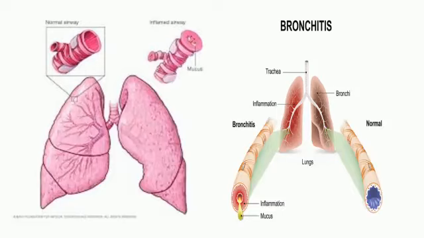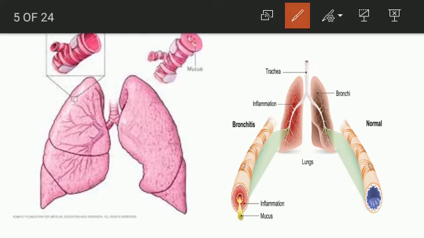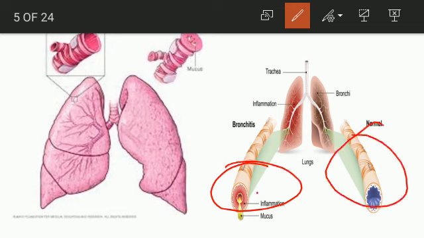But asthma and bronchitis are different. Asthma refers to recurrent bouts of wheezing. Wheezing is a whistling sound during breathing, and chest tightness due to airway narrowing, whereas bronchitis is inflammation only. You see here, this is a normal bronchi, and this is an inflamed bronchi.